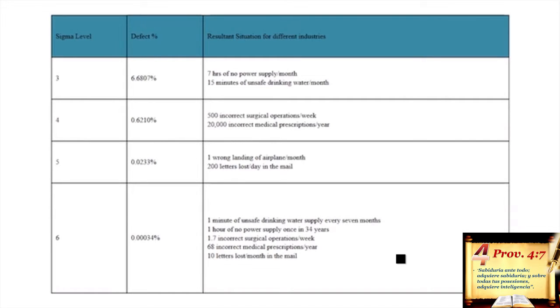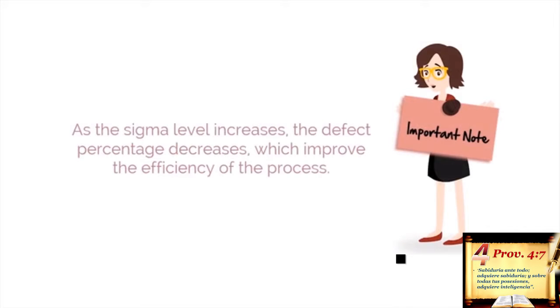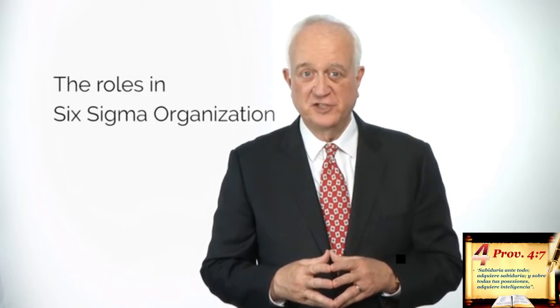1 hour of no supply once in 34 years. 1.7 incorrect surgical operations per week. 68 incorrect medical prescriptions per year. 10 letters lost by month in the mail. It is important to note that as the sigma level increases, the defect percentages decrease, which improves the efficiency of the process. Moving on, let us look at the roles in Six Sigma organization.